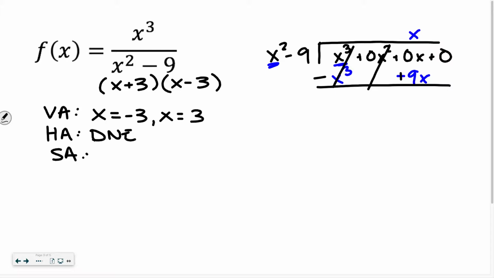There are no x squareds, so I have 9x, and if you want to bring down your 0, you could. If you restarted the division, you'd be saying 9x divided by x squared, and there's not enough x's. So all of this you can't divide in again. There's really a +0 up there. This is all part of your remainder. Okay, so this stuff is remainder. And remember, we don't care about that for slant asymptote. So our slant asymptote is just the line y equals x.